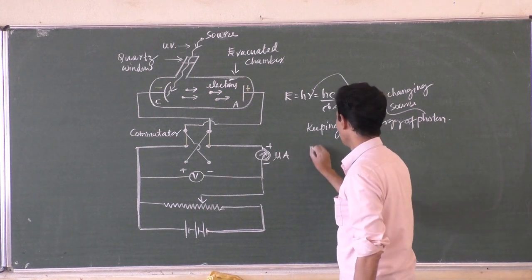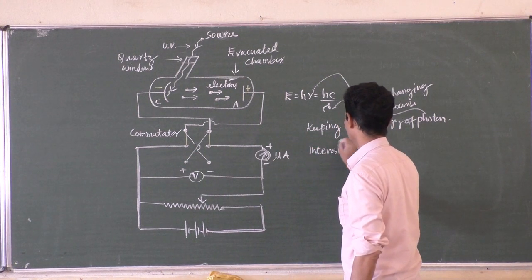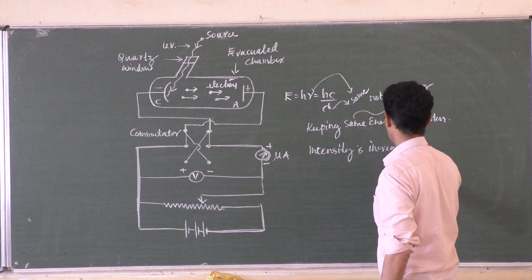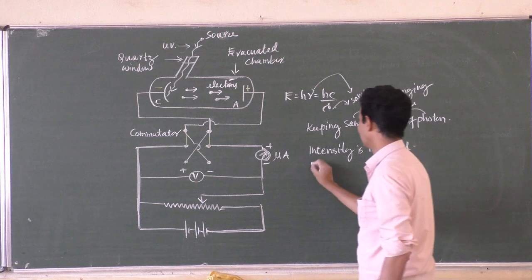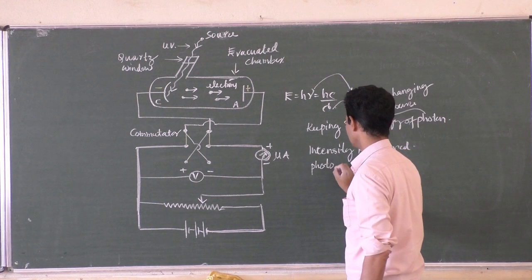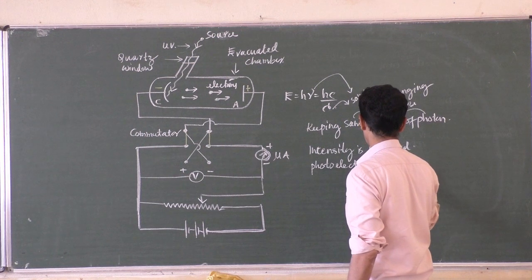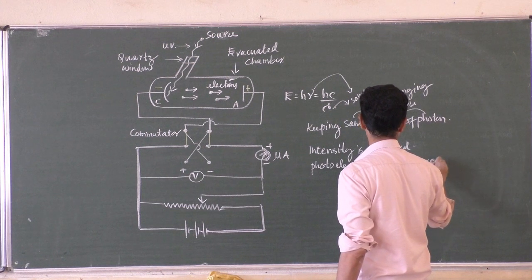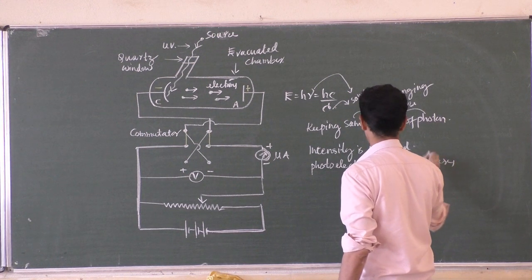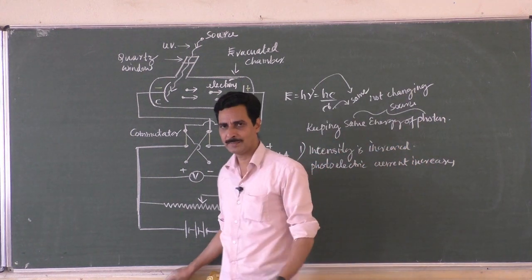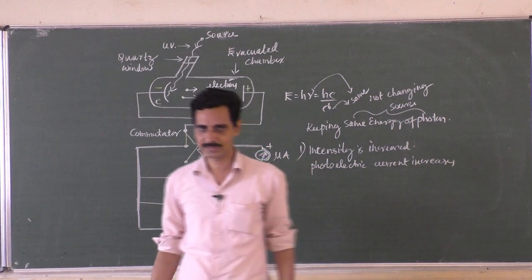So when intensity is increased, photoelectric current increases. This is one conclusion they got. First one, I say. Maybe it may not be the first one, but I name it as the first one because it came to me and I am explaining it.